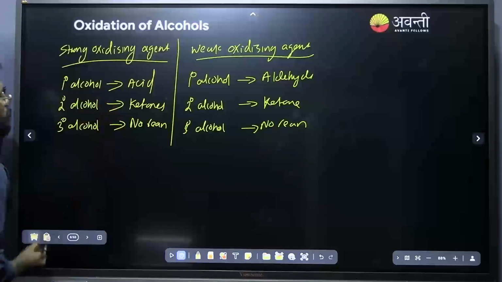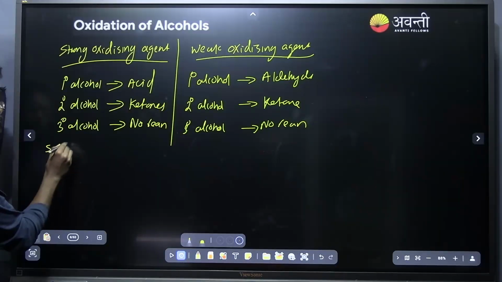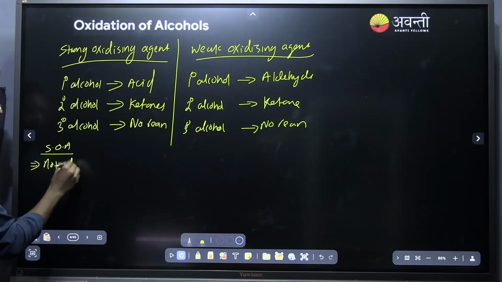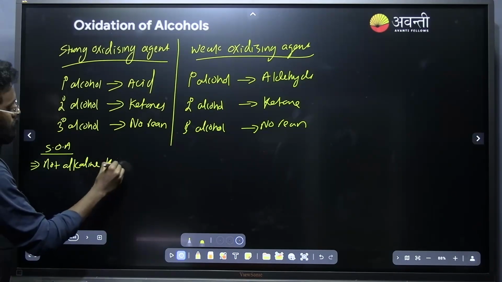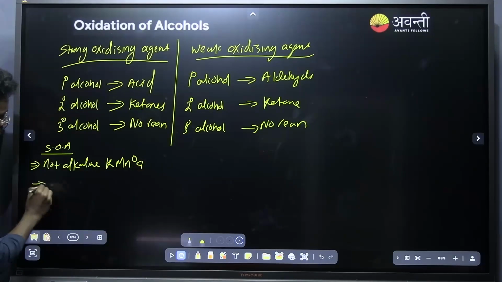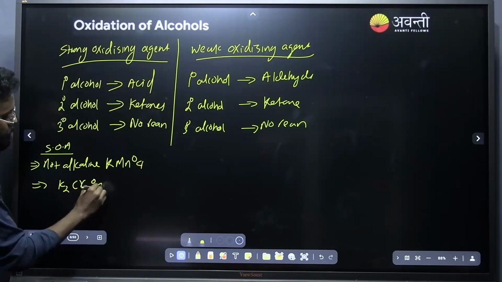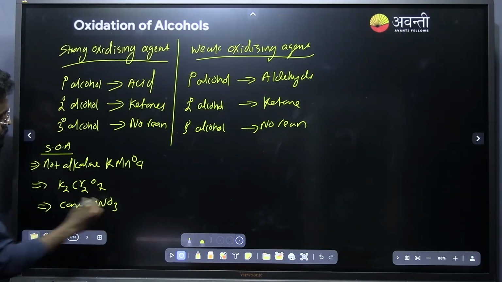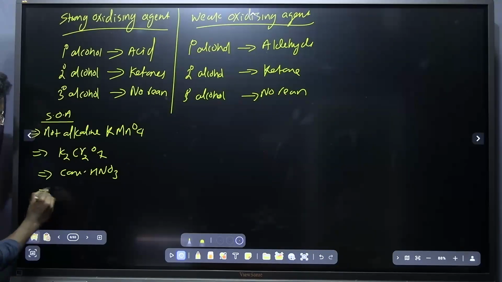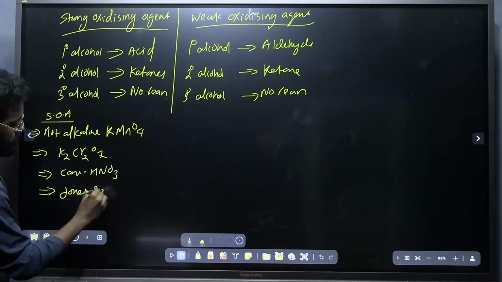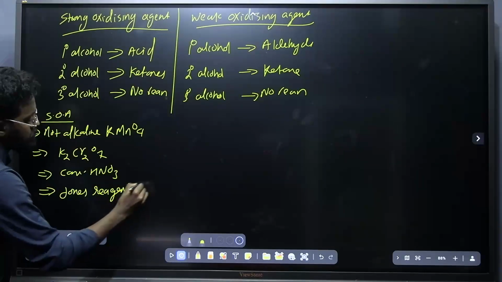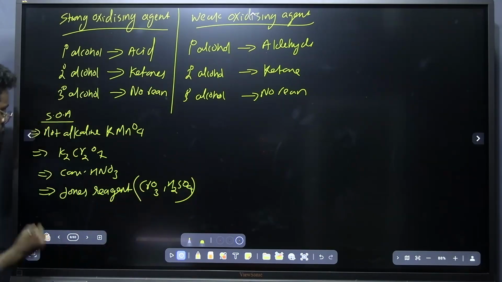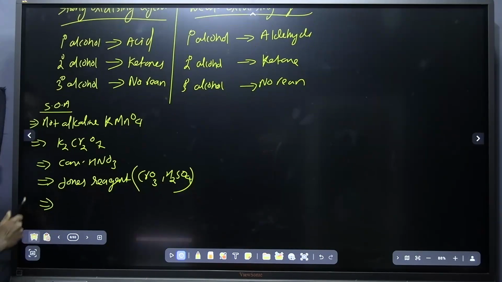Now when it's coming to the strong oxidizing agents, which are the strong oxidizing agents? Hot alkaline KMnO4, then K2Cr2O7, potassium dichromate, then concentrated HNO3, then Jones reagent, which is CrO3 in presence of H2SO4. Then what is next?